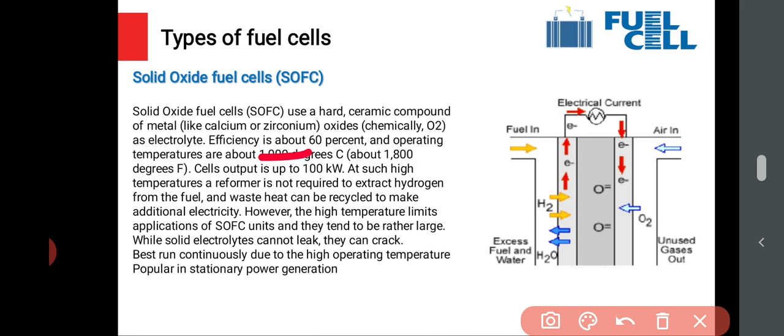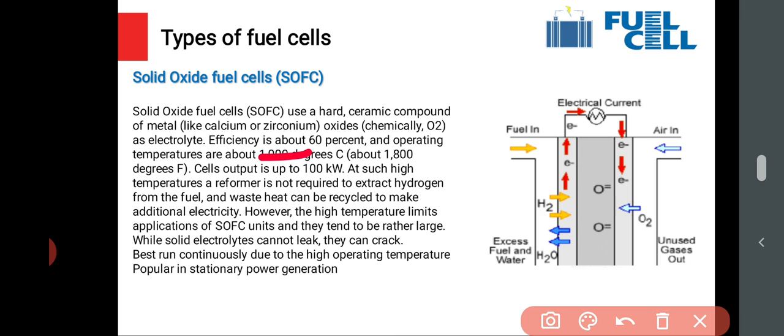So at such high temperature, a reformer is not required to extract hydrogen from the fuel. We don't need any reforming mechanism, because at that high temperature hydrogen can easily be extracted. Waste heat can be recycled to make additional electricity.